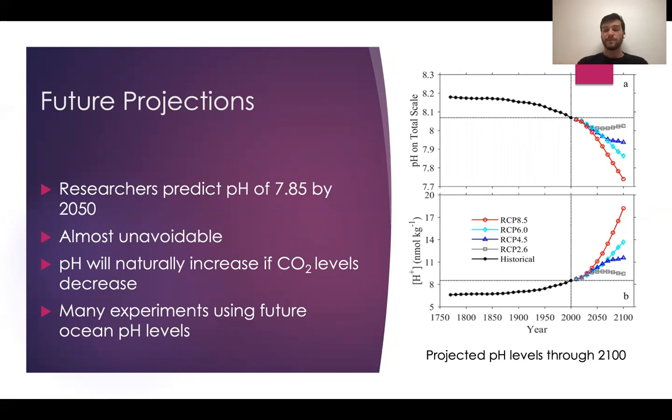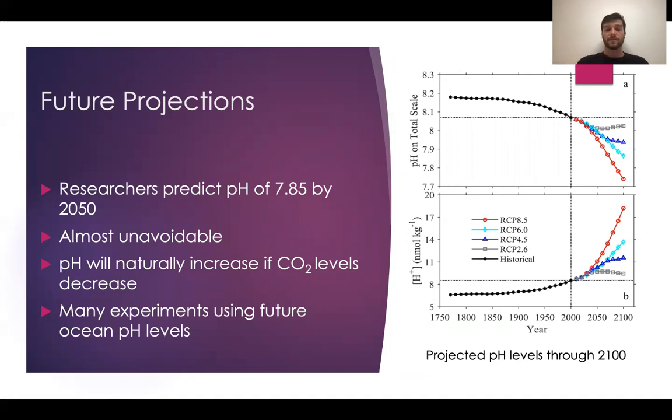These decreases in pH are almost unavoidable at this point unless we devise some technology to absorb CO2 from the atmosphere. It doesn't seem very feasible to completely stop emitting CO2 from fossil fuels, from cars or factories or other production. So at this point, we're just going to keep emitting CO2, but we're going to have to decrease what we're doing.